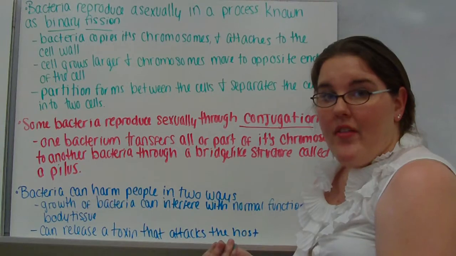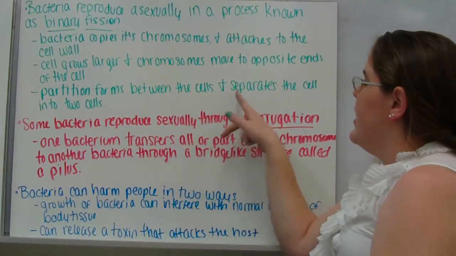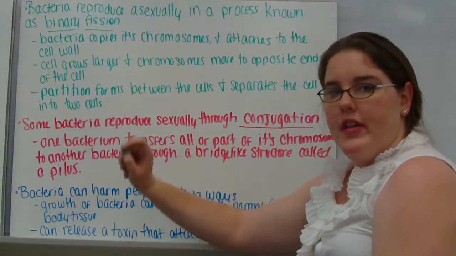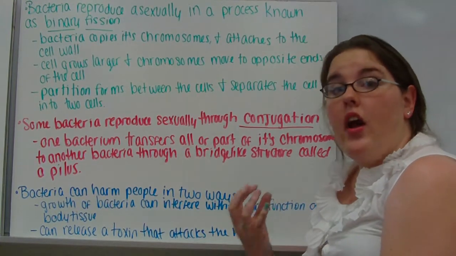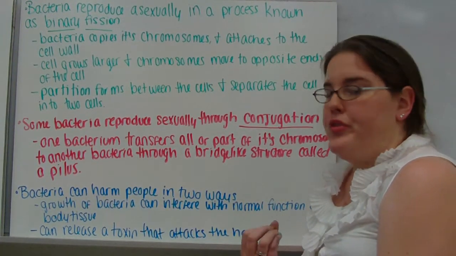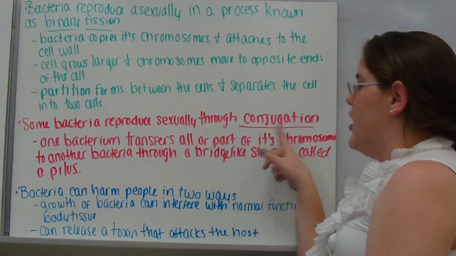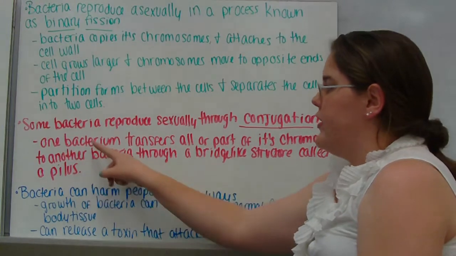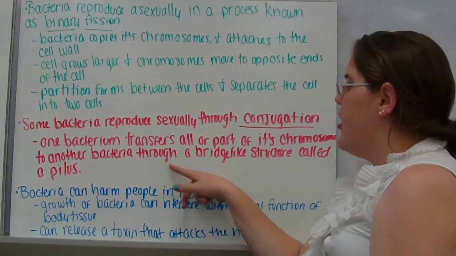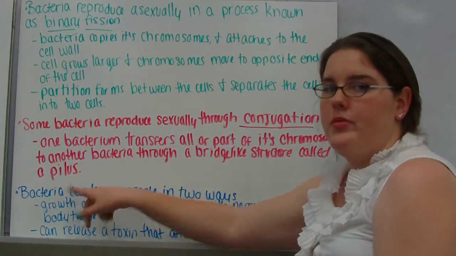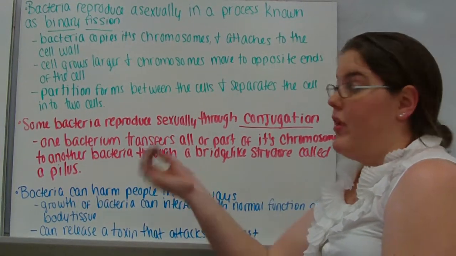Eventually, similar to what we have happening in the process of mitosis, a partition is going to form between the cells and separate the cell into two different cells. They are going to be very similar and possibly even identical to each other because this is just a copy of that bacterium's chromosome. Some bacteria, though, reproduce sexually through a process called conjugation, in which one bacterium will transfer all or part of its chromosomes to another bacteria through a bridge-like structure called the pilus, which is, in plural, the pili, like we were looking at with our last board.